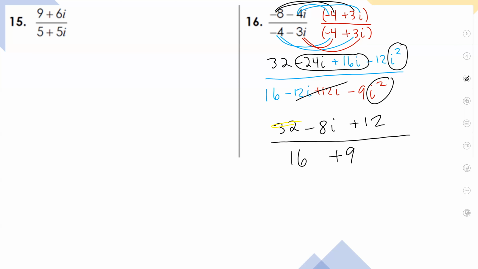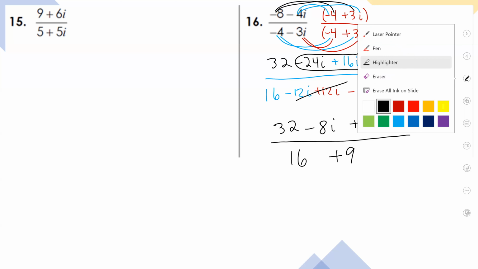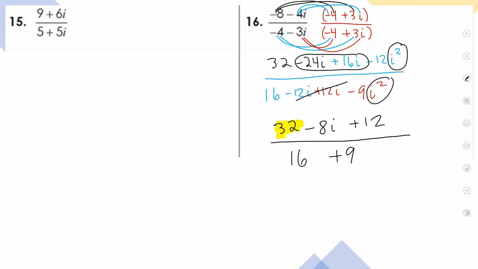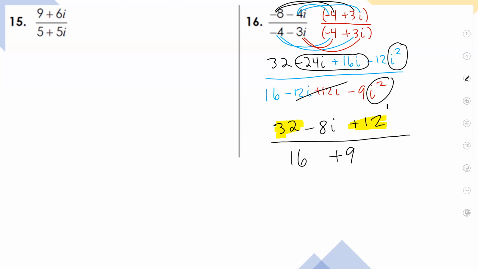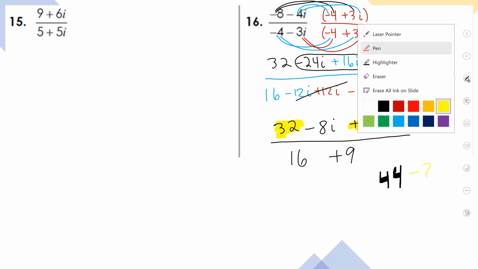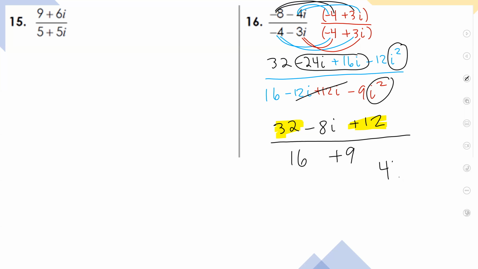32, oops. Let me highlight it. Okay, 32 plus 12. We're going to add those together. So we get 44. 44 minus 8i. Let me get my colors right. 44 minus 8i over 16 plus 9 is 25. So this is my final answer.